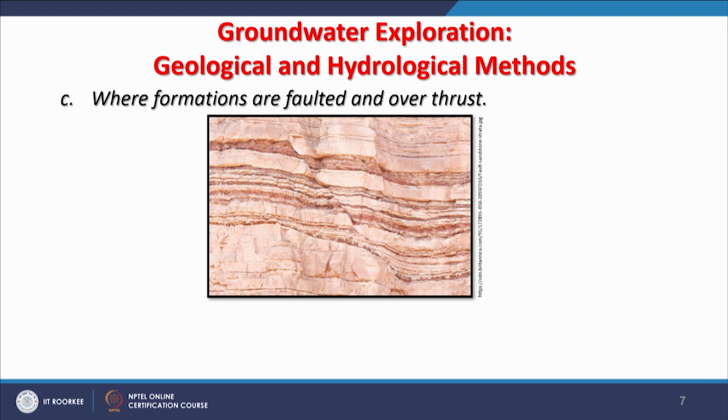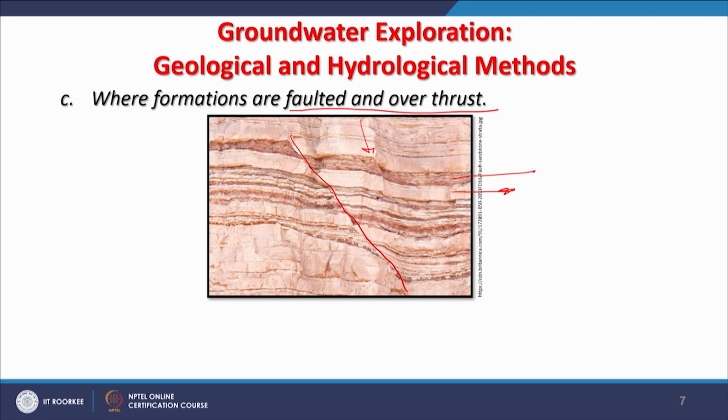And similarly, if we have some faults or overthrust, like here in a section where the fault is shown, suppose there is a recharge, it will happen here, but because of this impervious layer nothing will go further. So this layer cannot become a confined aquifer, but if water is allowed to go through faults or other things, then these layers can become confined aquifers.